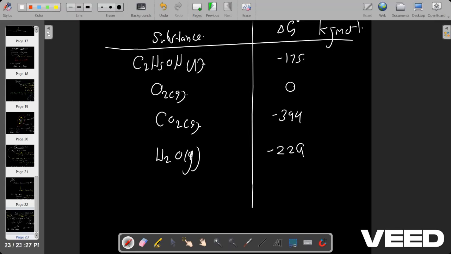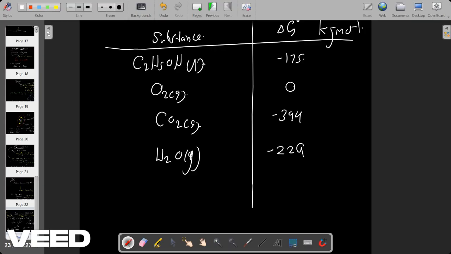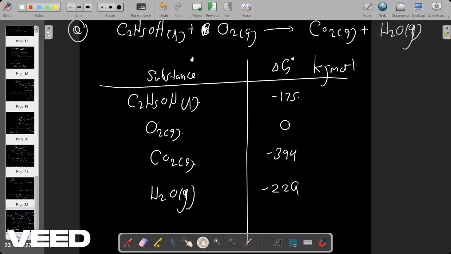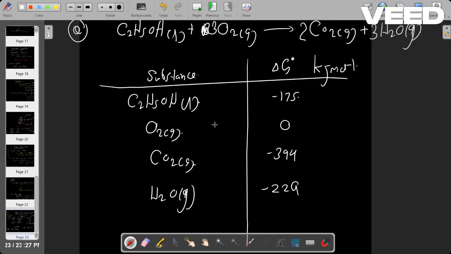Okay. Minus 448. I told you to use the balanced formula here. Did you balance it first? See, I told you. Now how many are there? Check when you balance it. There must be three oxygens. Then two carbon dioxide are being produced. Three water molecules are being produced.